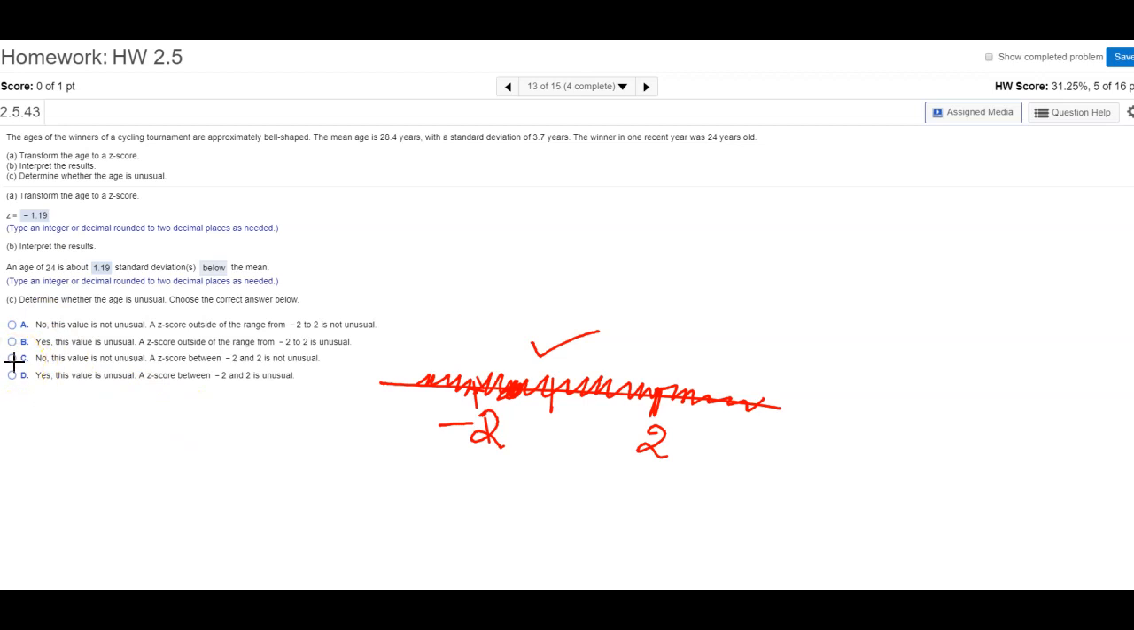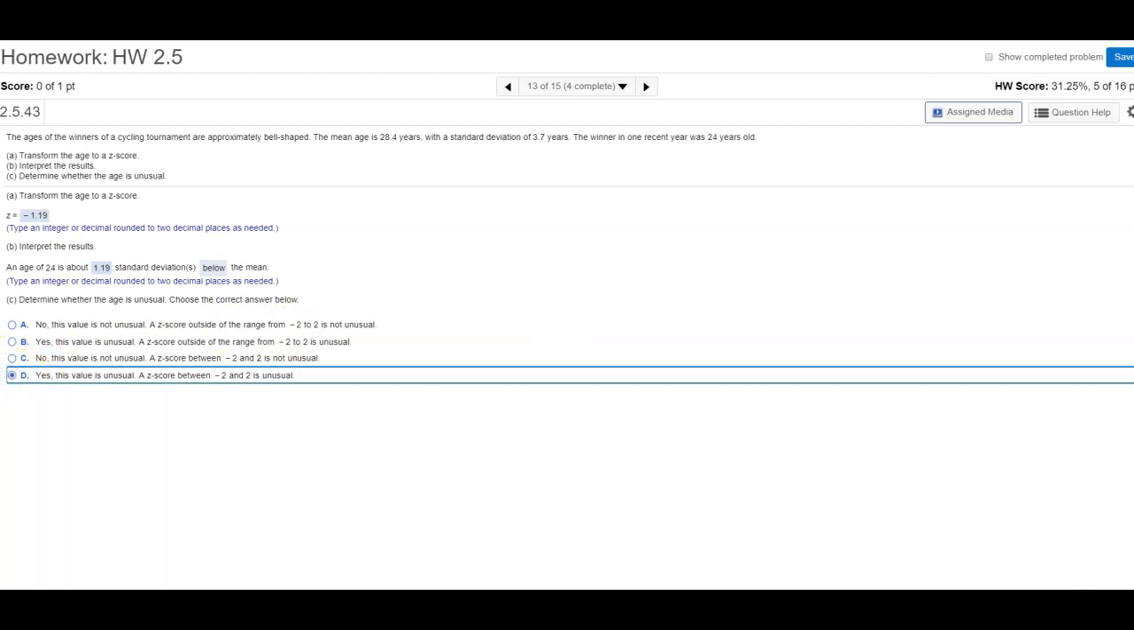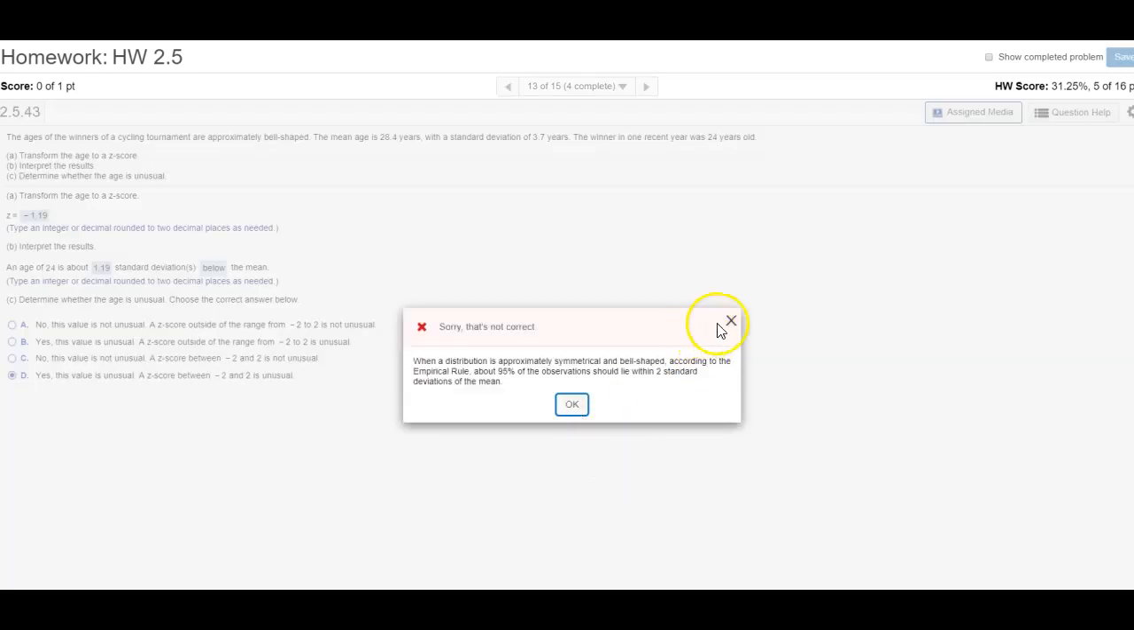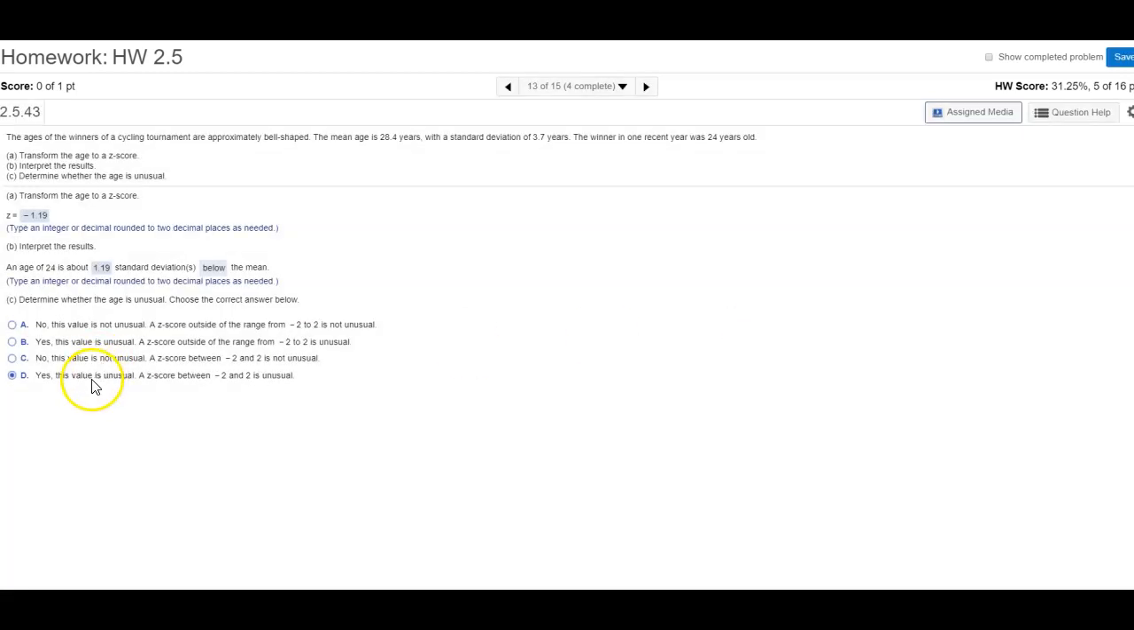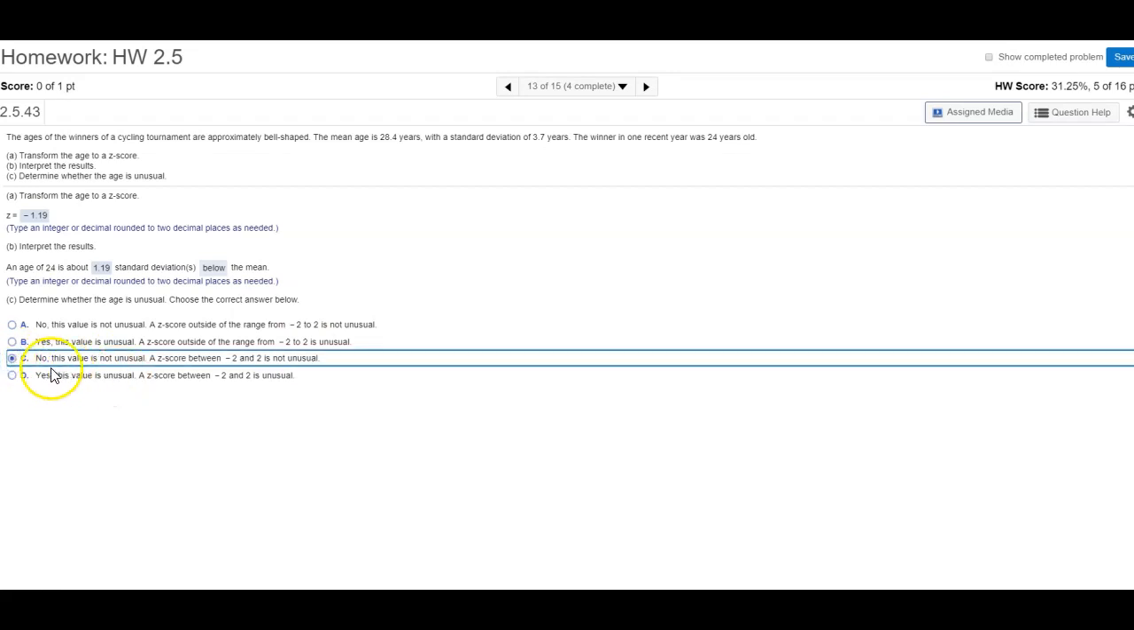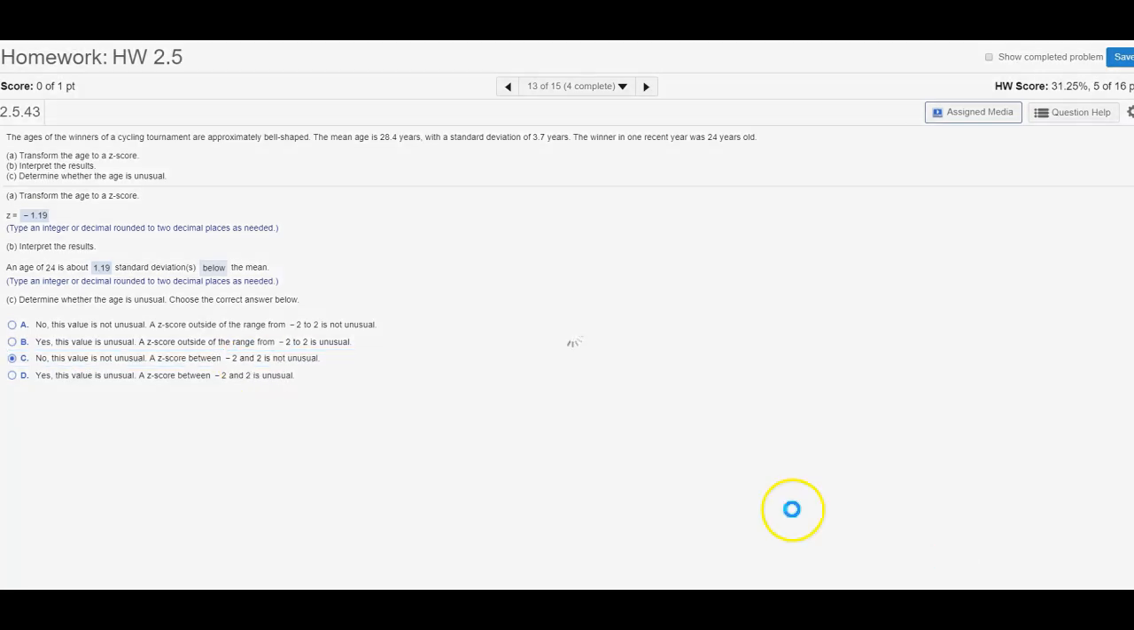Let's see which one that would be. No, this value is not unusual. It's not outside the range, it's in between the range. So I'm going to go ahead and click in between the range. No, it's not unusual because it's in between the range of -2 and +2. There you go. Okay? Hope this helps.